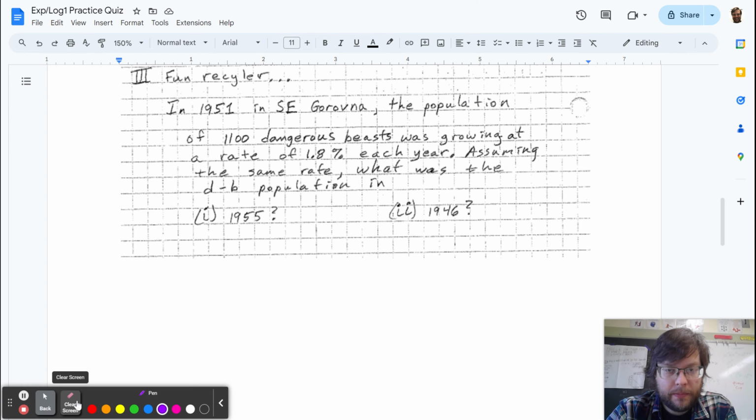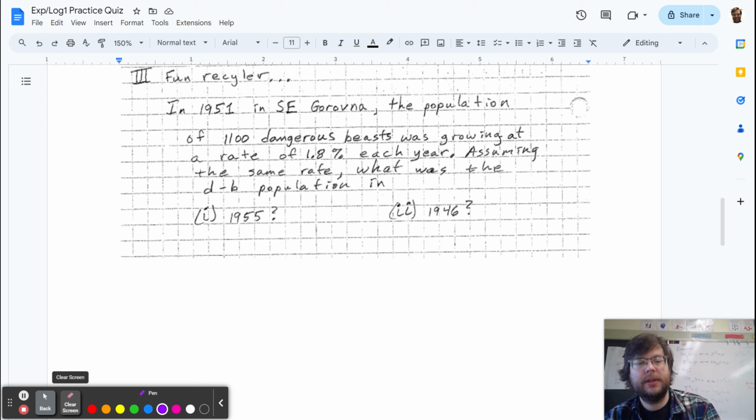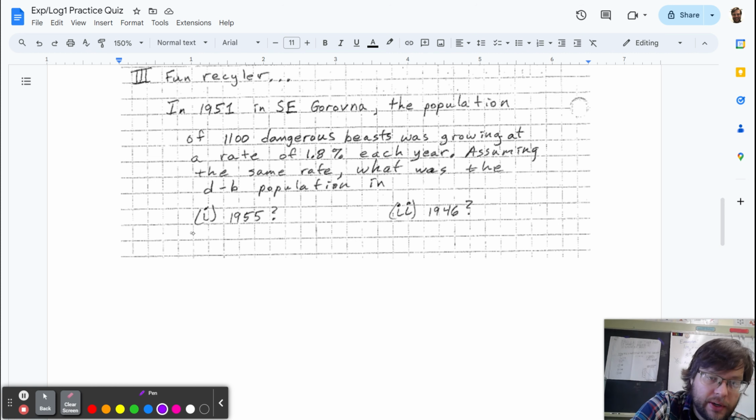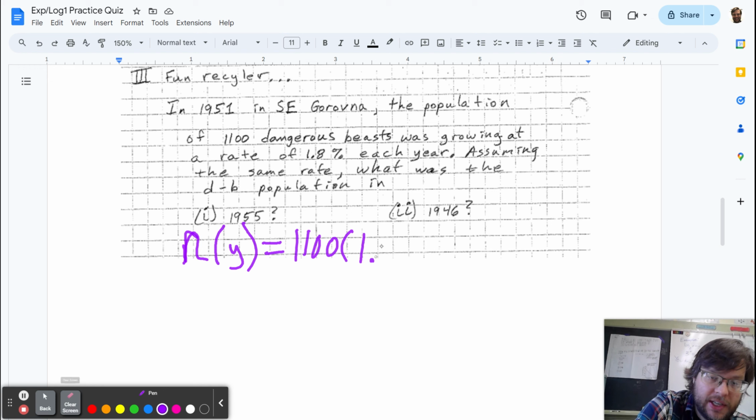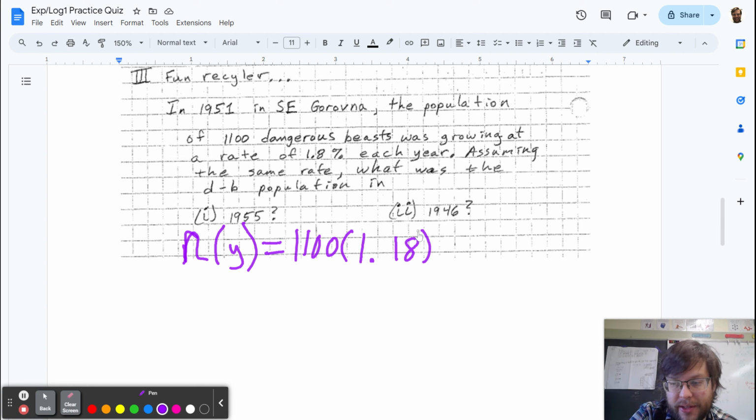Here we have a little word problem. A place in southeast Grosvenor, 1951, population of 1,100 dangerous beasts was growing 1.8% each year. Assuming the same rate, what was the dangerous beast population in 1955 or 1946? So here's our equation. The number of beasts is a function of years, where you have 1,100 to start, and it grows at 1.8%. So I saw some of you write 1.18. If you write 1.18, you're telling me it's an 18% growth. That's a lot of dangerous beasts. So you got to watch out for that.